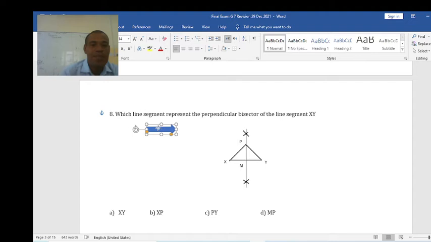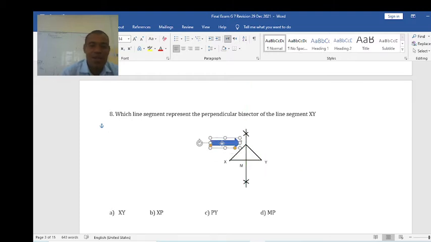Which line segment represents the perpendicular bisector of the line segment XY? In your opinion, is it XY, this one, or XP, or PY, or PM? What is the correct answer?